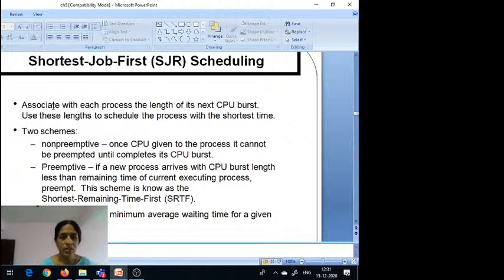First the shortest job. That means in the ready queue a number of processes are stored, and the process which has the minimum burst time is processed first. That is associated with the shortest job scheduling algorithm: associated with each process is the length of its next CPU burst time. So these lengths are used to schedule the process with the shortest time. Next, the process which has the shortest time is selected first.